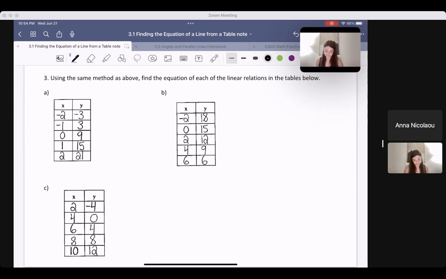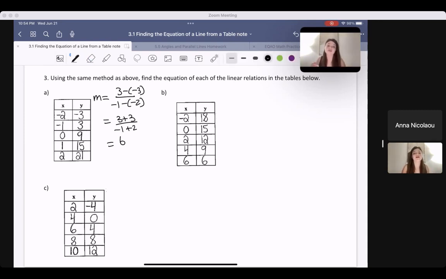Okay, so for A, the first thing I need to do is find the slope. I'm going to use the first two points to find the slope. So what's the change in y? Well, that will be 3 minus -3, and the change in x is going to be -1 minus -2. So that's 3 plus 3 over -1 plus 2, which is 6 over 1. Therefore, the slope is 6 for this first equation.